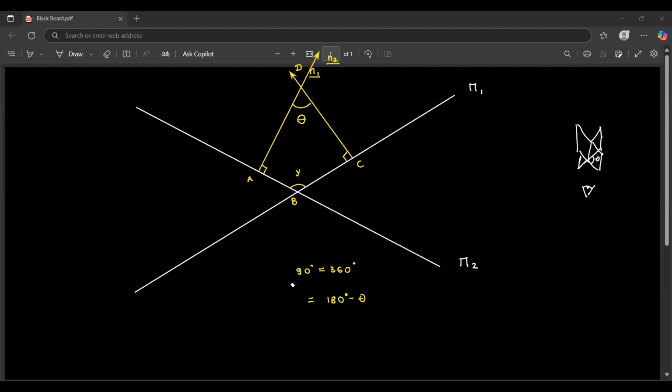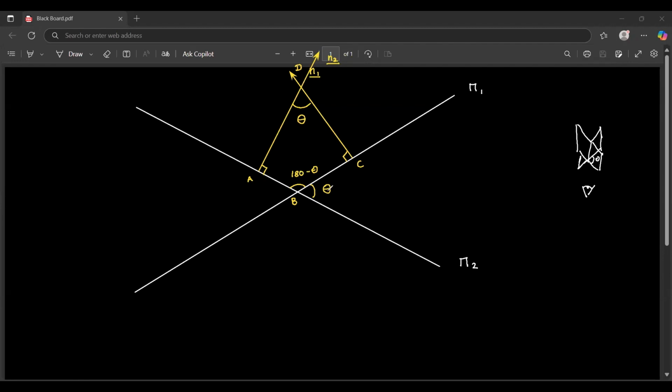Let's erase this. I can replace y with 180 minus theta. Perfect. What else can I do? This is equal to theta. Why? This is a straight line. AB is a straight line, so I can definitely say this is equal to theta.